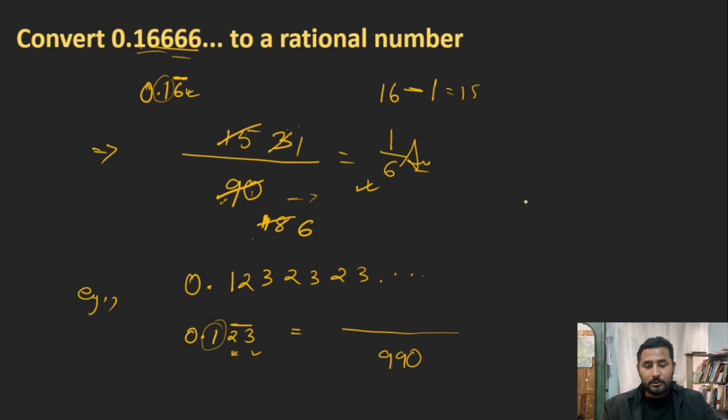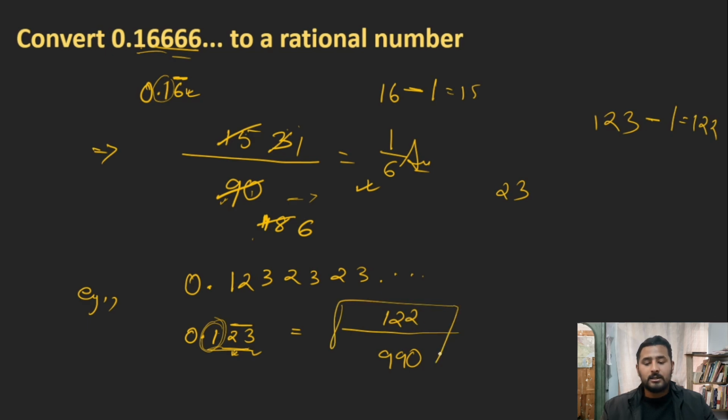Okay, now what I asked you to do, 23 is there inside the bar. Okay, total is 123, right? 123. So what do you have to minus? Minus 123 minus this one. So 1, when you minus 1, you get 122. So your numerator will be 122.